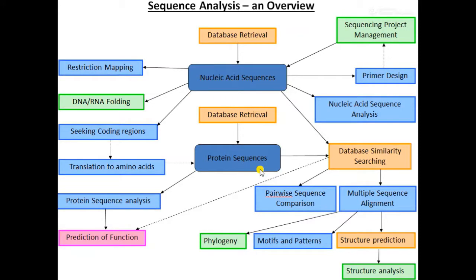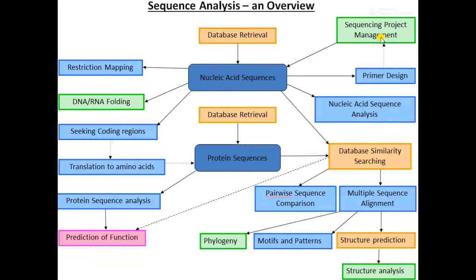So let's have an overview of the sequence analysis, which I had explained earlier. I'm just showing a pictorial representation of that. You can get nucleic acid data from a database, and that can be used to find out how many restriction enzymes can cut that sequence, or to find out the folding pattern of that particular nucleic acid sequence, what are the coding regions, and the translation to amino acids. Then we have the protein sequences. The protein sequence analysis can be done, and function prediction can be done.